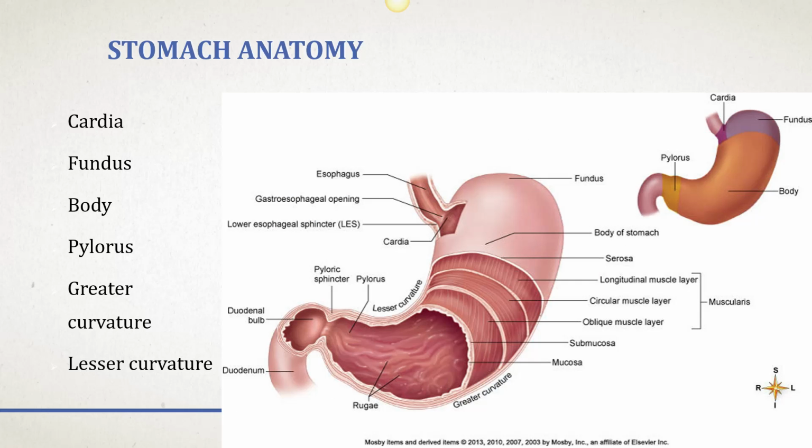The stomach has 4 major regions. The cardia is this initial region that food is going to enter into. The fundus is here. The body makes up a majority of the stomach. And then the final segment of the stomach is the pylorus. Then there's the greater and lesser curvatures. The greater curvature is on the left side of the stomach, and the lesser curvature is on the right side of the stomach.